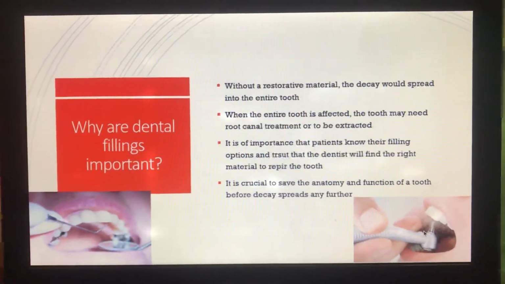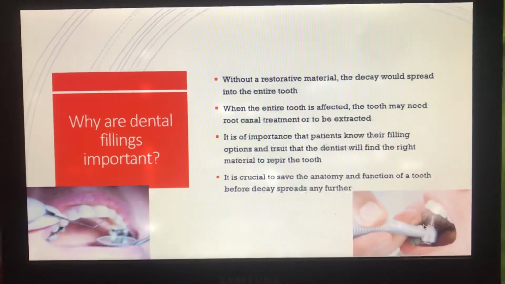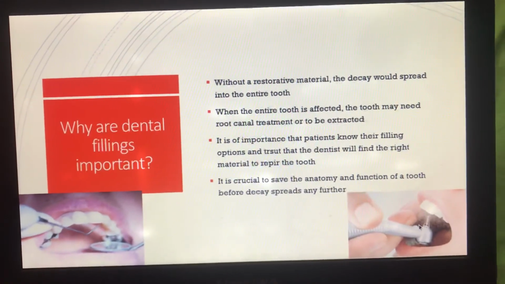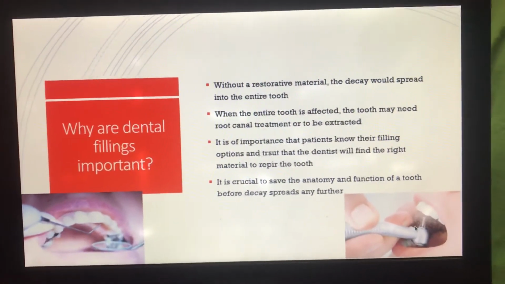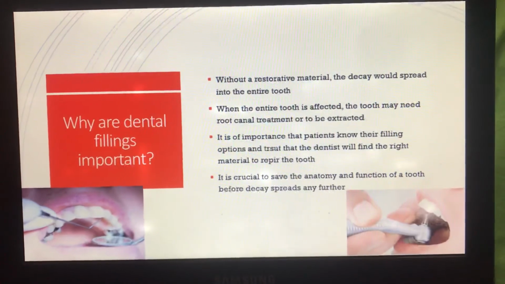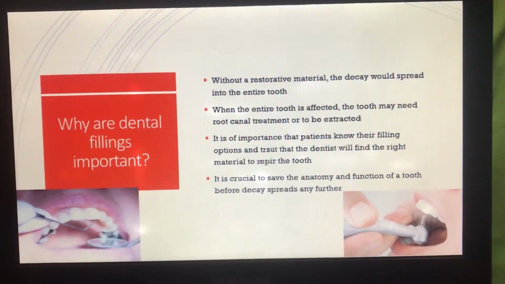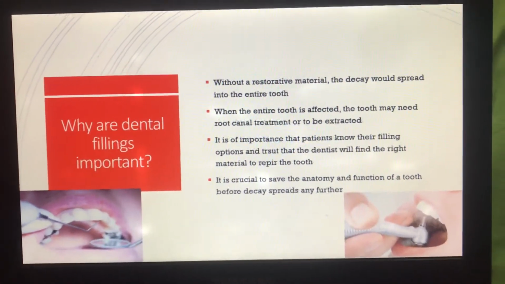So why are dental fillings important? Without a restorative material, the decay would spread into the entire tooth. When the entire tooth is affected, the tooth may need a root canal treatment or to be extracted. It is of importance that patients know their filling options and trust that the dentist will find the right material to repair the tooth. It is crucial to save the anatomy and function of a tooth before decay spreads any further.